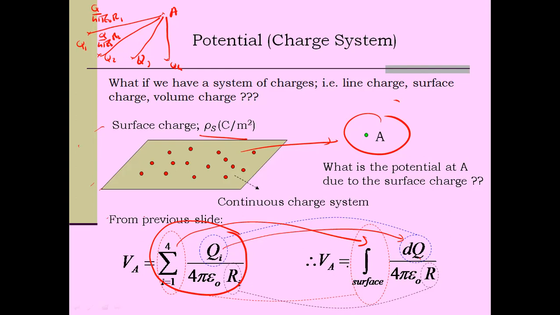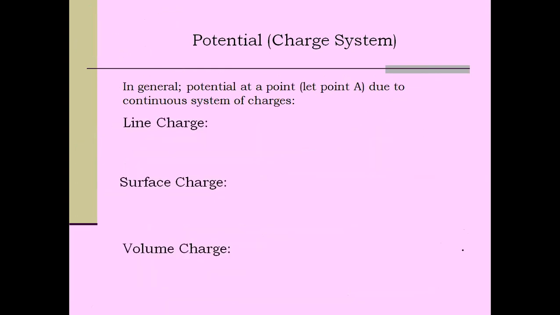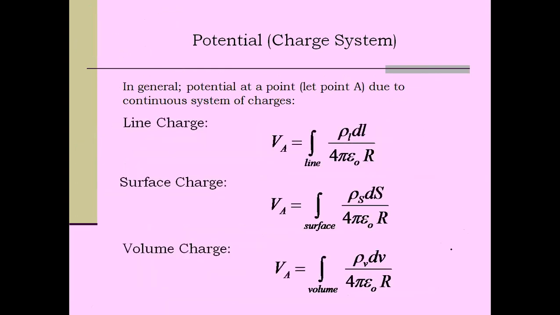So that should be the equation that can be used in calculating the potential at a single point due to a charge system: the integral of dq over 4 pi epsilon R. The dq will depend on your charge structure, whether it is rho L dl for the line charge, rho S dS for the surface charge, or rho v dv for a volume charge. This is how we have defined it just now. So the potential at point A will be written based on this equation, where initially we have a dq, it is now written as rho L dl.